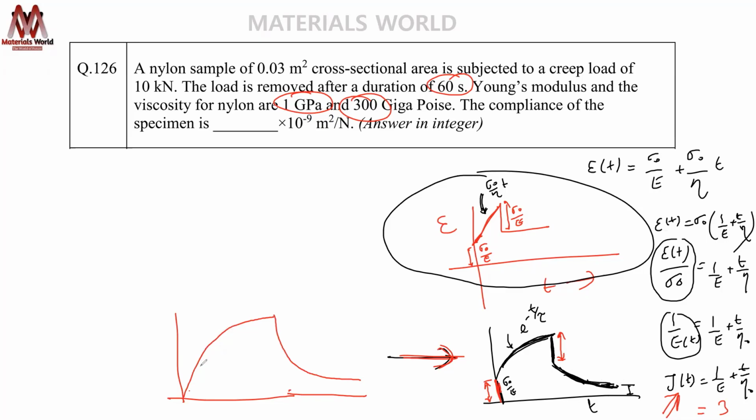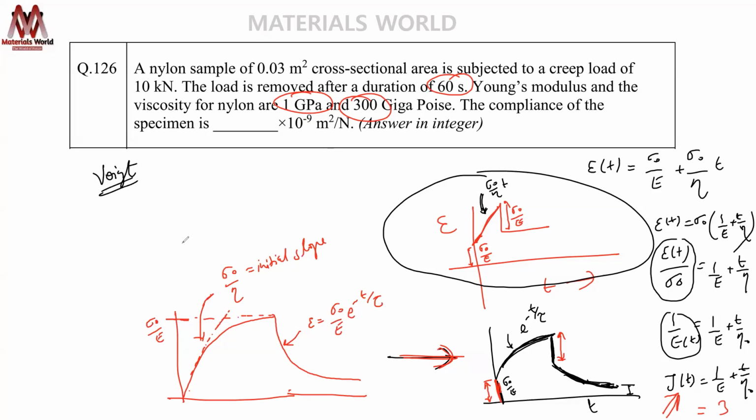For this slope, I'm talking about the Voigt element, the strain is given by sigma naught by E times 1 minus e to the minus t by tau. So exponentially it's going to saturate, and the initial slope is given by sigma naught by eta. So what I think is you should use the Voigt element for a creep experiment.